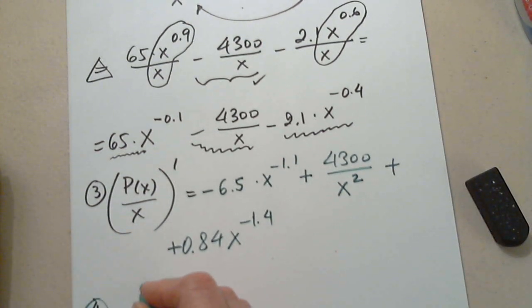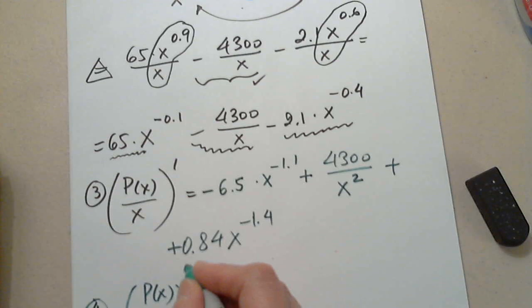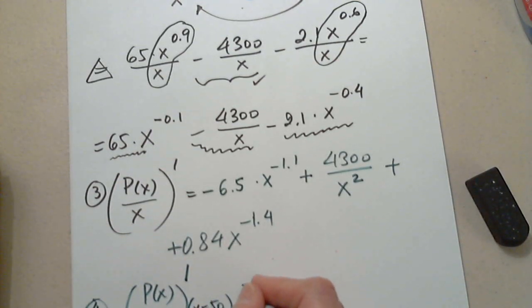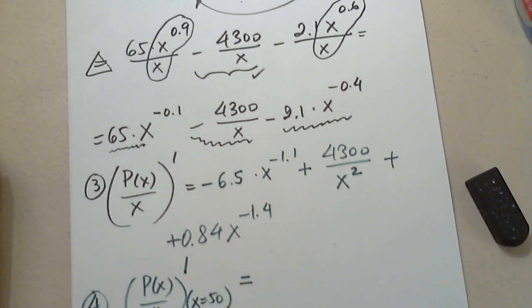Final step, p of x over x prime, and I will plug in x equals 50 in it. Definitely not by hand. I know it's, oh, I have a minute. Okay. It will take me more than a minute to just plug in this sophisticated function.